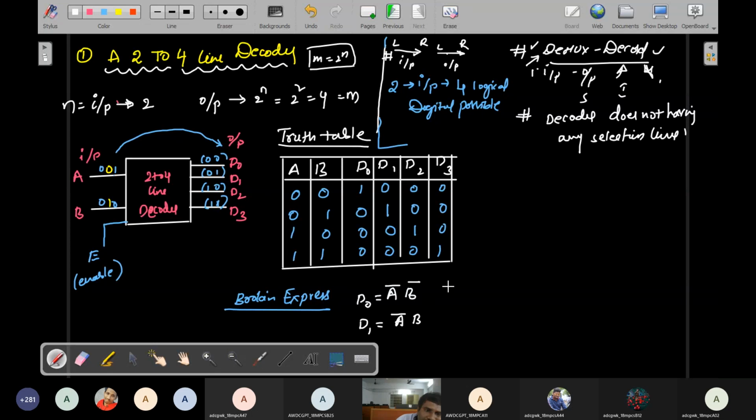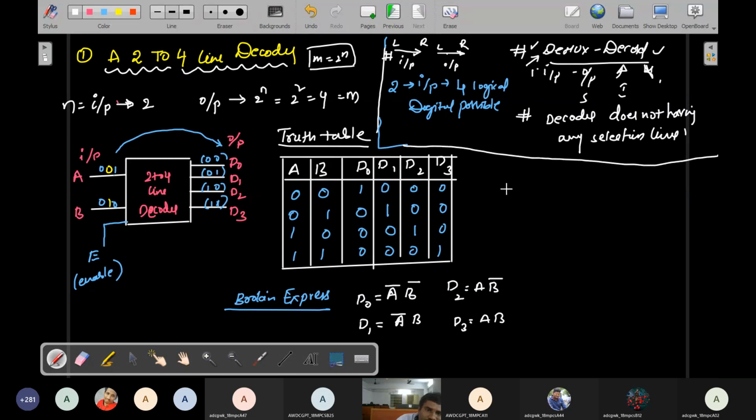Okay, so what is D2? In which condition is D2 high? The A B bar condition, A B bar. And what is D3? D3 is conducting at which condition? A B, both A and B.